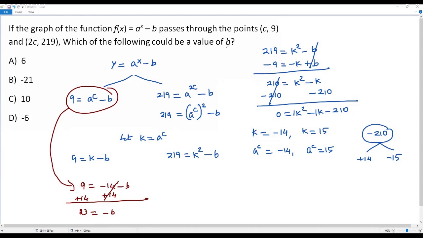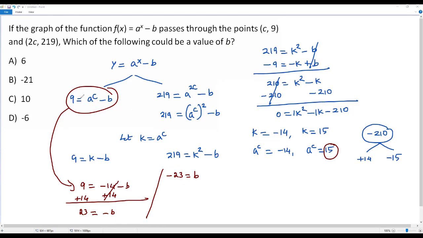But our aim is to get the value of just b. B means positive b. Okay, to make this negative b as positive b, we have to multiply both sides of this equation by negative 1. When I multiply this 23 by negative 1, I am getting negative 23. On the right side, when I multiply this negative b by negative 1, I am just getting b. Okay, here I got the value of b. The value of b is negative 23, but I don't find this negative 23 in any of the given answer choices. So now we can try the second value of a to the power of c, that is 15.